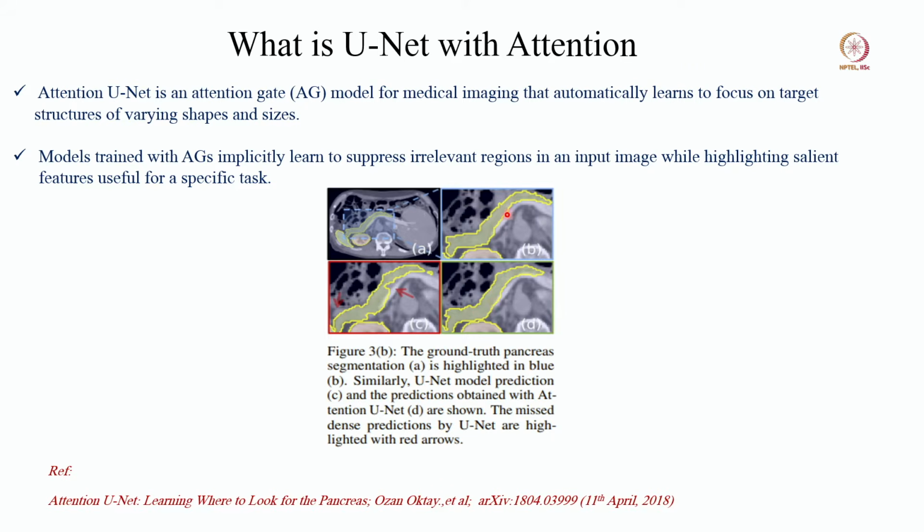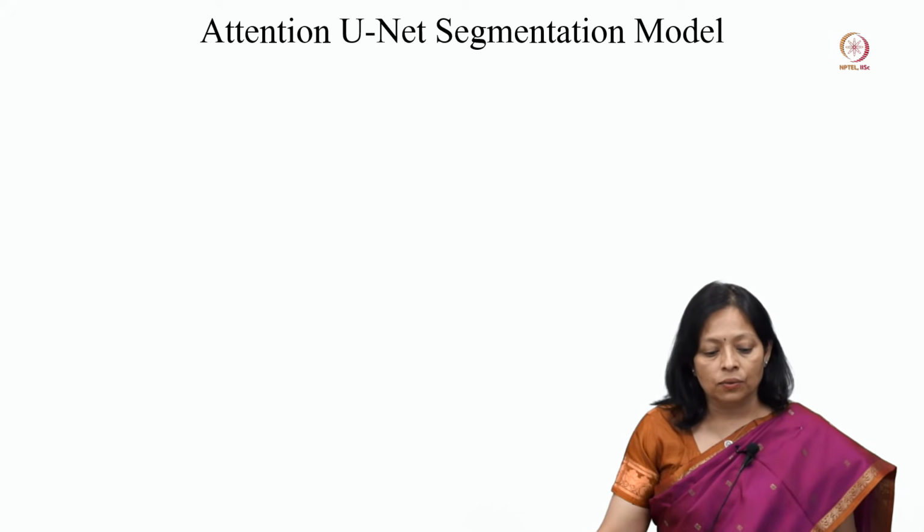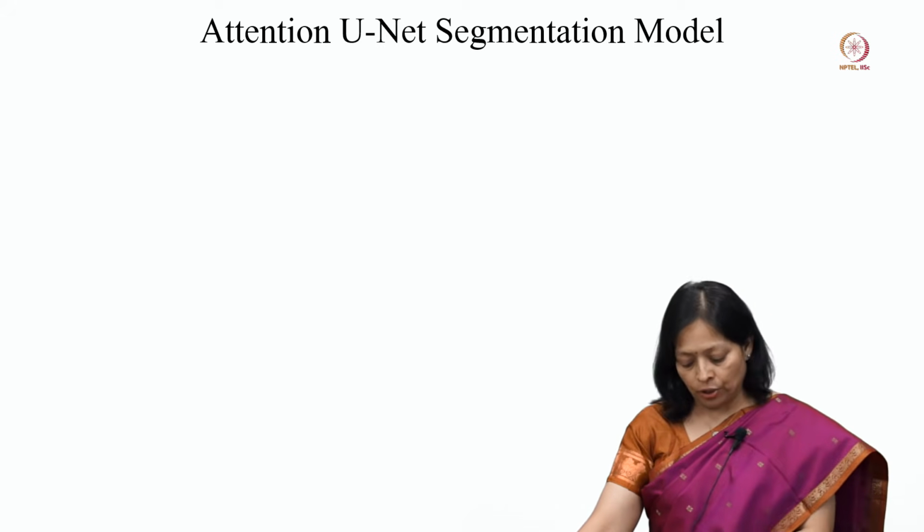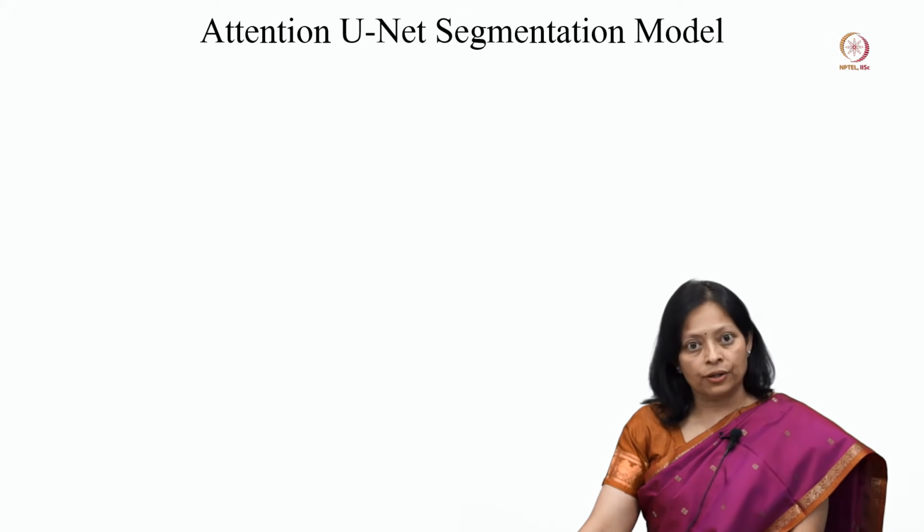So here we see that the preciseness with which the segmentation has been done using UNet with attention is much better than with only UNet. This gives an idea of what exactly is the idea of UNet with attention. We use some attention mechanism to focus and get more precise and accurate segmentation of the portions of our interest. Now we will see what is the attention UNet segmentation model. How does this model look, or how does it work?